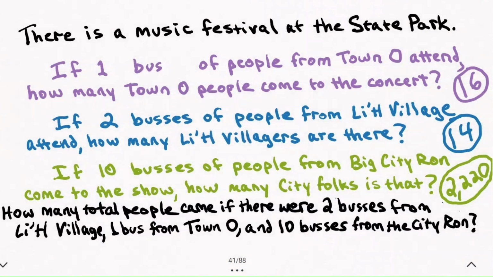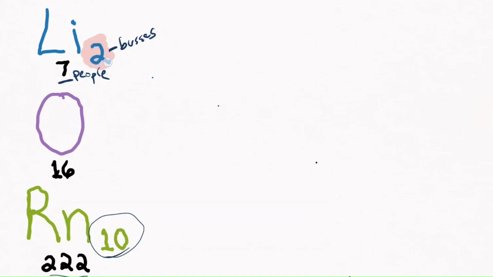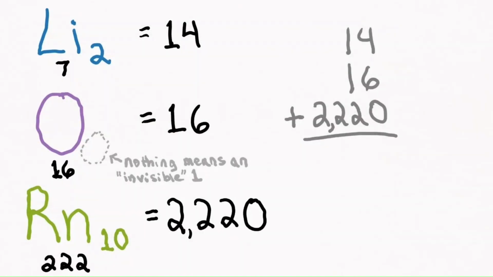Now, how many total people came if there were 2 buses from the little village, 1 bus from Town O, and 10 buses from Big City Run? Well, here we go. 2 buses from the little village, and 7 people per bus. And then 1 bus from Town O, 16 people per bus, and 10 buses from Big City Run. So these little numbers right here would say how many buses there are. Right? So let's go to the next page.